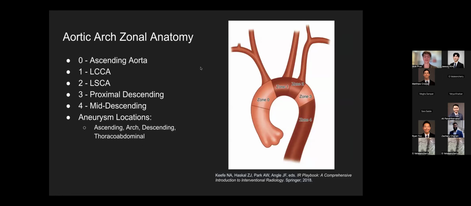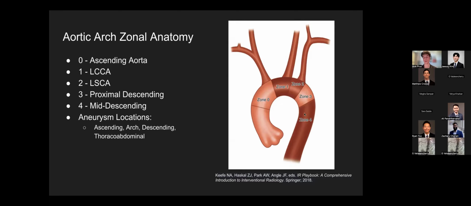So this is the zonal anatomy of the aortic arch. There's 4 zones. The first zone is the proximal portion of the ascending aorta. It includes the right brachiocephalic artery. Zone 1 includes the left common carotid. Zone 2 includes the left subclavian. And then zone 3 is the proximal portion of the descending. And then zone 4 is the mid-descending portion.